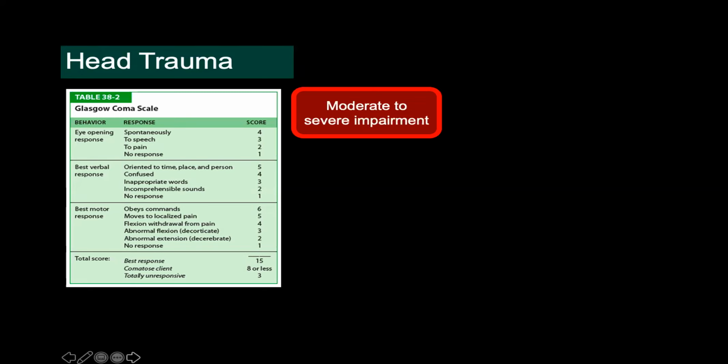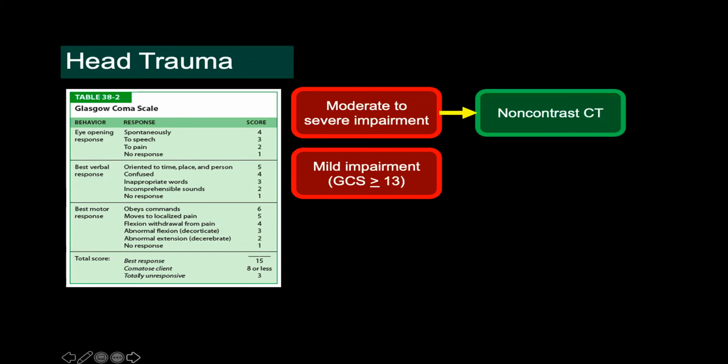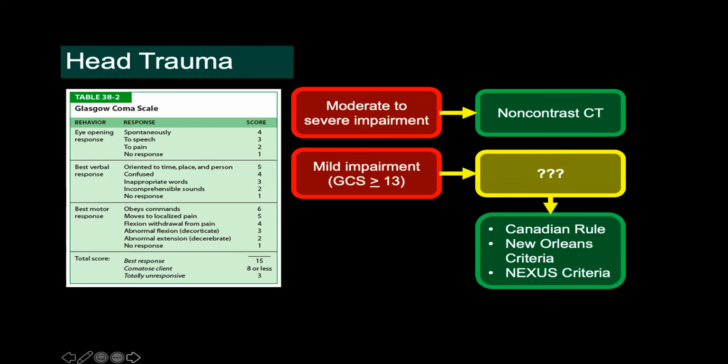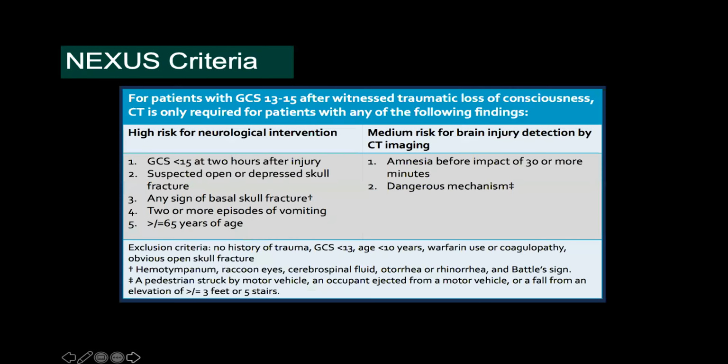So for head trauma, we can look at the Glasgow Coma Scale. If you've done trauma, you should be very aware of this. There's moderate to severe impairment where you get the non-contrast CT. There's mild impairment, which is GCS above or equal to 13. What do we do there? There's the Canadian rule, there's the New Orleans criteria, and there's the NEXUS criteria. We'll talk a little bit about the NEXUS criteria here.